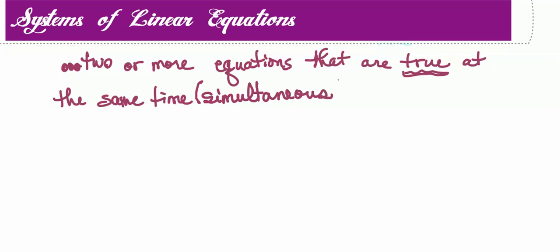So simultaneous equations. What happens is there are a few different outcomes that could come of you trying to solve these. So let's look at what we can expect, once we learn more about the process of solving a system of equations, what could happen. Okay, so it's good to know beforehand what we're looking at finding. Okay, let's take a look.